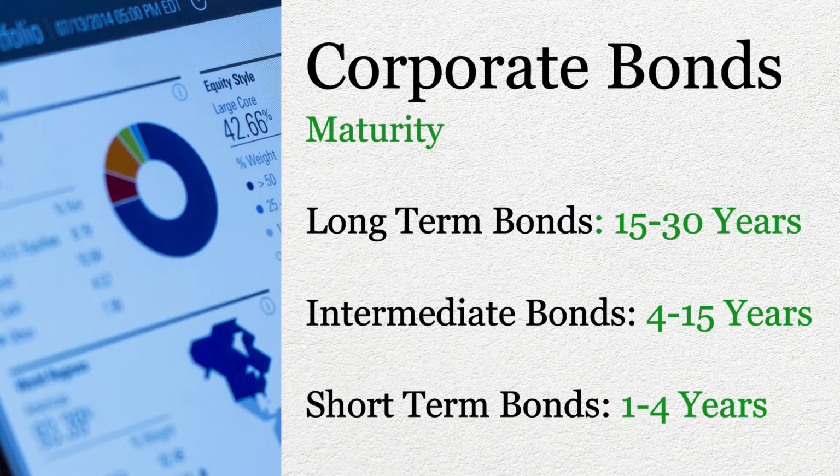The corporate bonds, we're going to break them down by length. You're going to have short-term bonds, which are usually going to be 1 to 4 years. You're going to have intermediate bonds, which could be 1 to 15 years. If you want to make it nice and clean, 4 to 15 years. And then you have long-term bonds, which would be 15, 30, and maybe even longer than that.